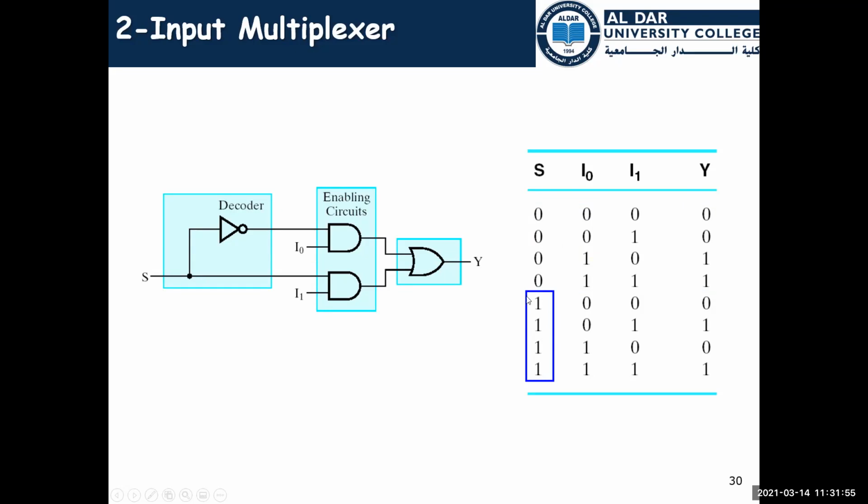And if S is 1, this means this part will be enabled and that part will be disabled. According to the value, which is I1, the output will be the same. So I1 is here, and the output is the same, 0, 0, 1, 1. They are the same. So I1 will appear on the output.